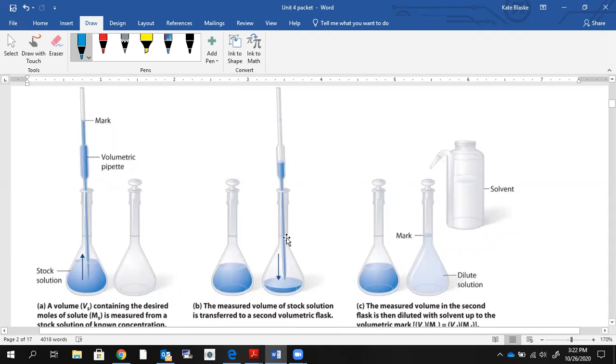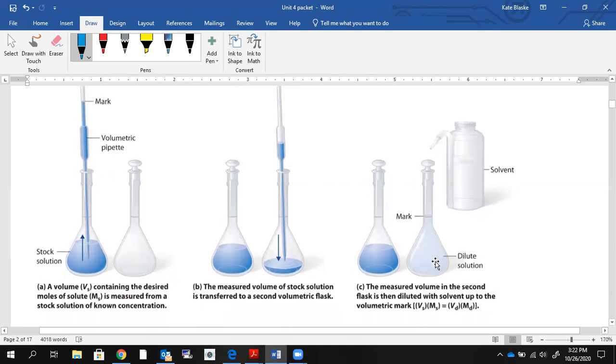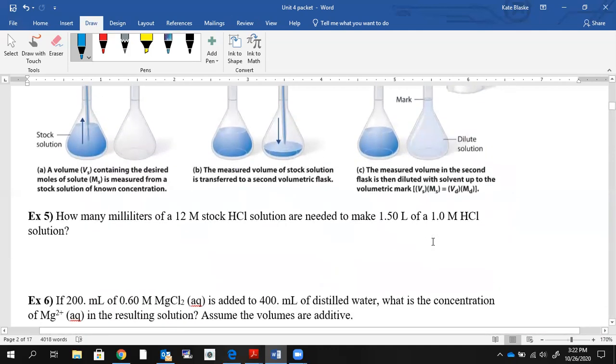I would then add water up to the mark to make it a new total volume, or whatever my solvent happens to be, to make a more dilute solution. Now, the cool thing about this is however many moles of my solute I pulled out is the same number of moles of that solute that's going to be in here. If I'm adding water to it, I'm not changing how many moles of solute there are. I'm just changing how much water there is in there. So if I know how many moles I've carried over or how many moles I need, I can figure out how much of that stock solution is going in there.